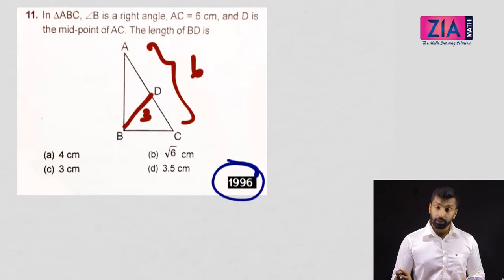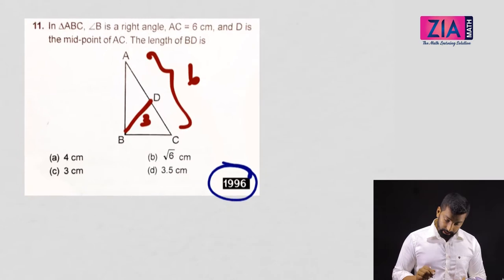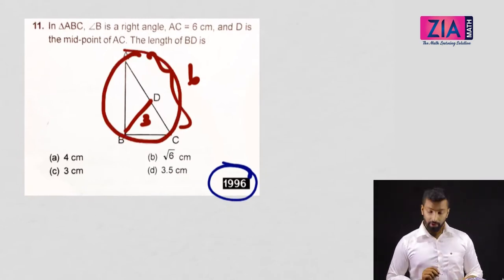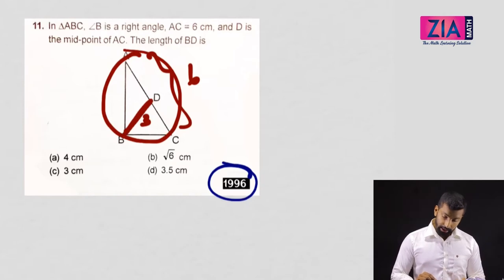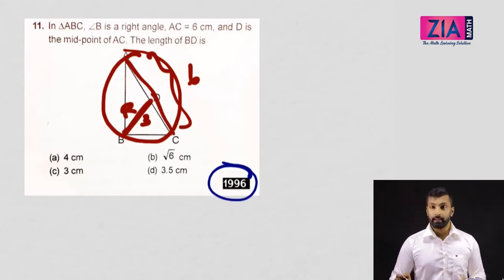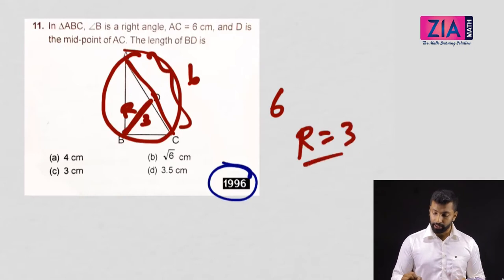What is this hypotenuse? See, keeping D, that midpoint, as the center, if you draw a circle, that circle will touch all the 3 points. It is actually a circumcircle. So what is this BD? BD is nothing but the radius. So this AD is also the radius and DC is also the radius. So diameter is given as 6. What is radius? Radius is equal to 3.